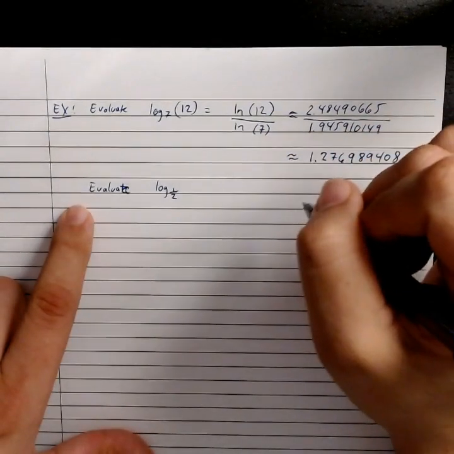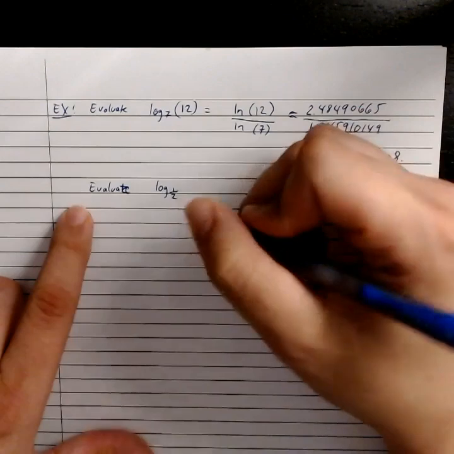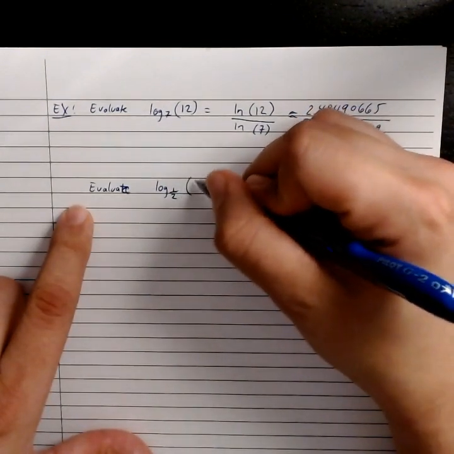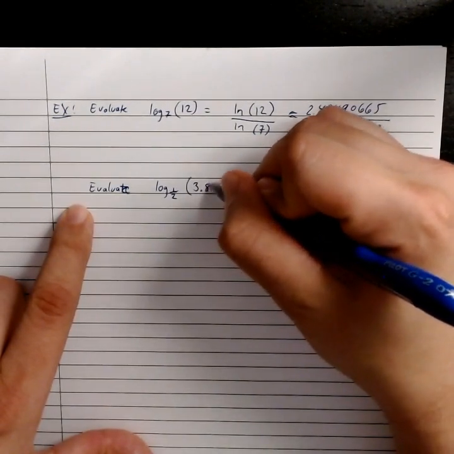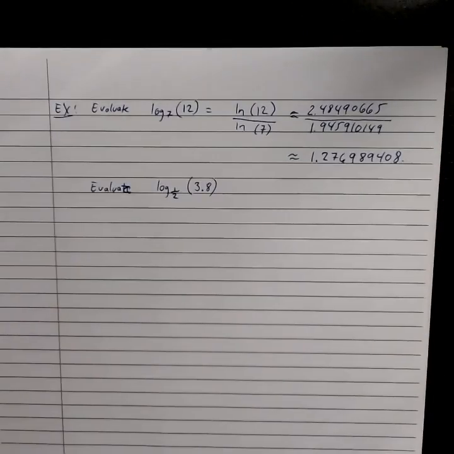Let's do log base 1/2. After all, a base can be any positive number except for 1. Let's take log base 1/2 of 3.8, because why not? So pause the video, give it a try, and then when you're ready, we'll go through it together. All right, everybody ready?